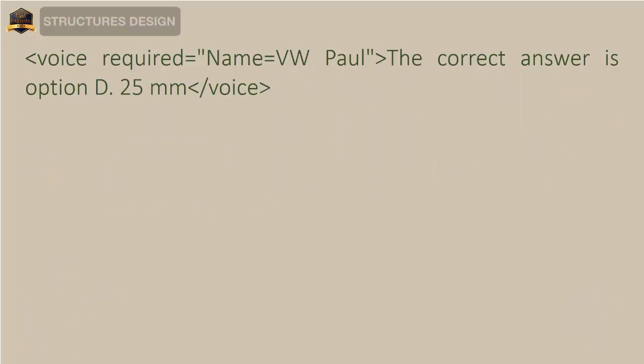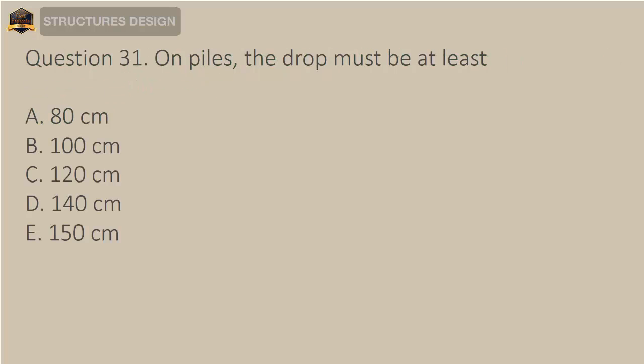Question 31. On piles, the drop must be at least A. 80 cm, B. 100 cm, C. 120 cm, D. 140 cm, E. 150 cm. The correct answer is option C, 120 centimeters.